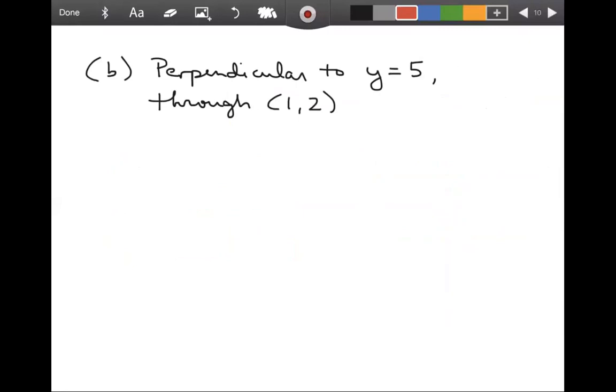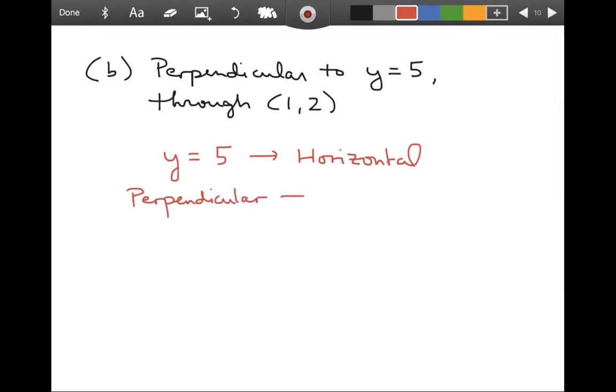So let's start talking about y equals 5. Y equals 5 is what kind of line? Well, just like in the last problem, it's horizontal. So a line that is perpendicular to that line will be... so here's my horizontal line. My perpendicular line will be vertical.